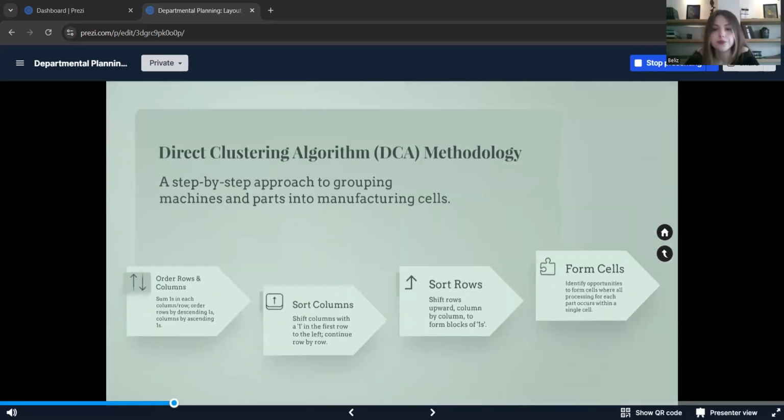Direct clustering is a simple step-by-step approach. First, order rows and columns by the number of ones. Second, sort columns. Third, sort rows. Fourth, form cells. Let's look at each step a little bit closer.